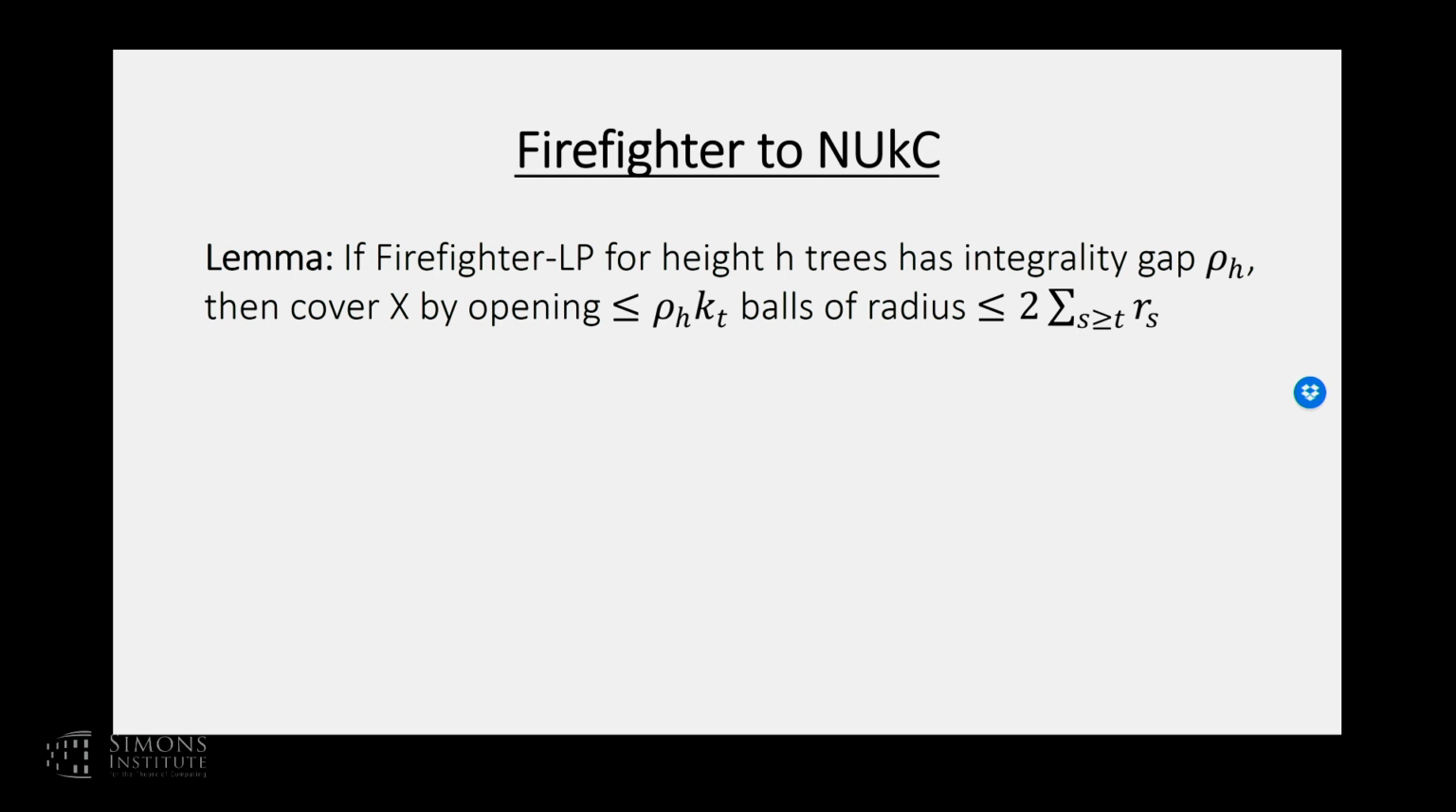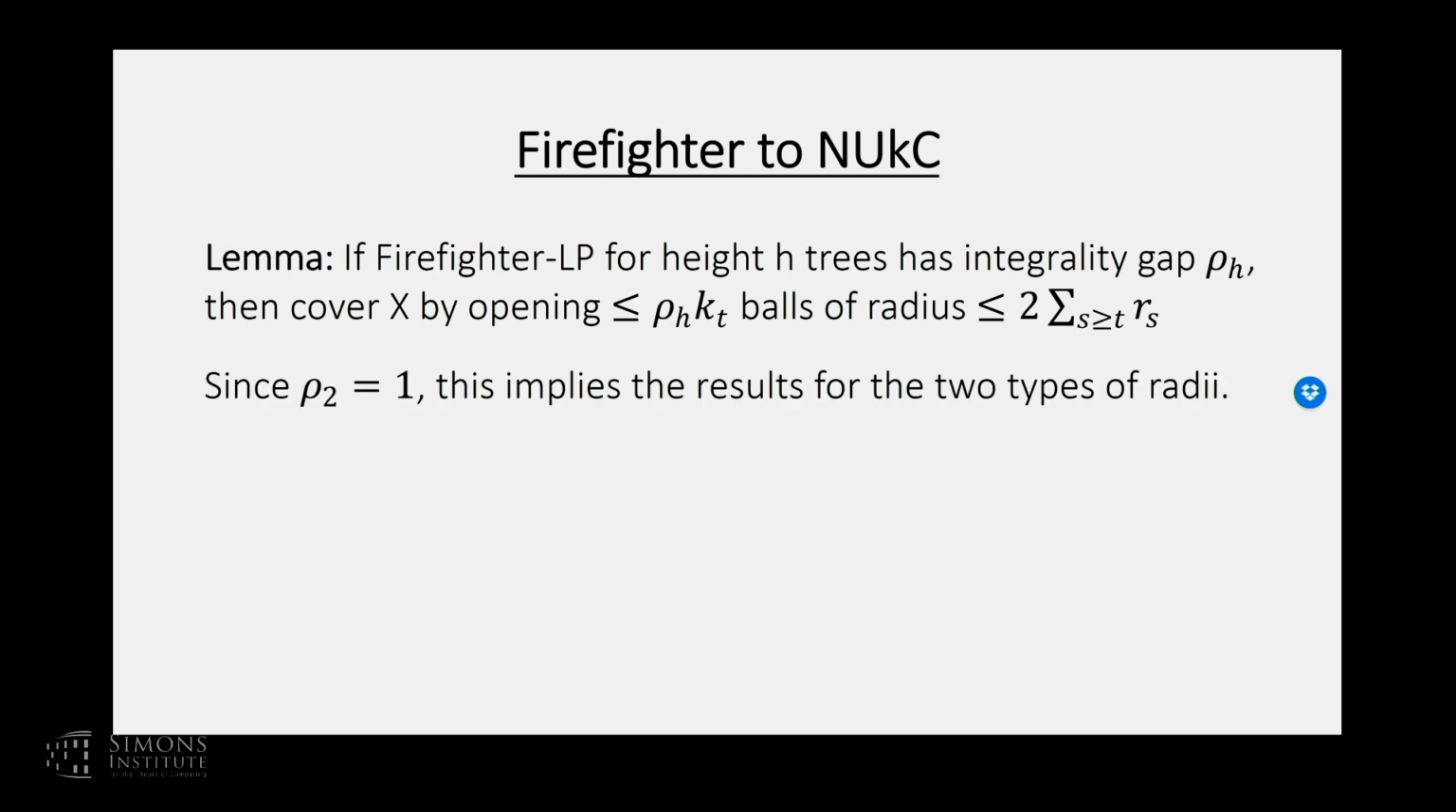And then you do standard tricks by saying that just club radii at powers of 2. Oh, okay. So before I do standard tricks, what is this rho h? So it turns out that for height 2 trees, this is a trivial observation, the firefighter LP has no gap. So for 2 radii, this implies a constant factor. And in fact, when R1 is 1 and R2 is 0, you get a 2 factor. So that's a 2 factor for the k-center with outliers.